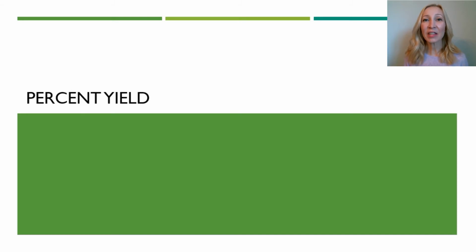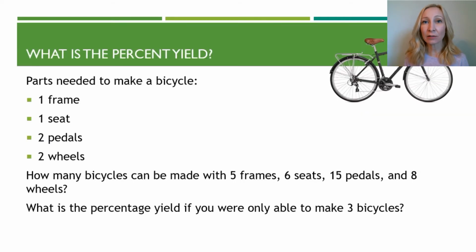The last thing we need to do related to limiting reactants is be able to calculate what's called a percent yield. So let's go back to our bicycle example. We have all of the ingredients. We've made as many bicycles as we could. We figured out how many extra bicycles were left over.